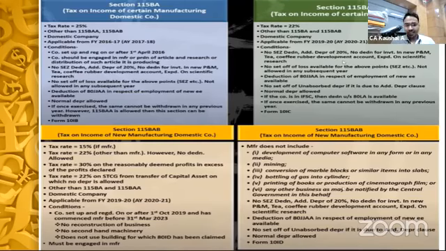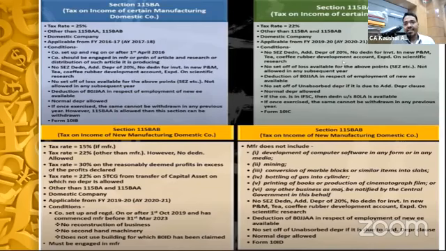However, the one deduction, that is 80JJAA, wherein it states the employment of new employees as per certain disclosures and as prescribed, will continue to be available. Apart from this, all such deductions will not be available.